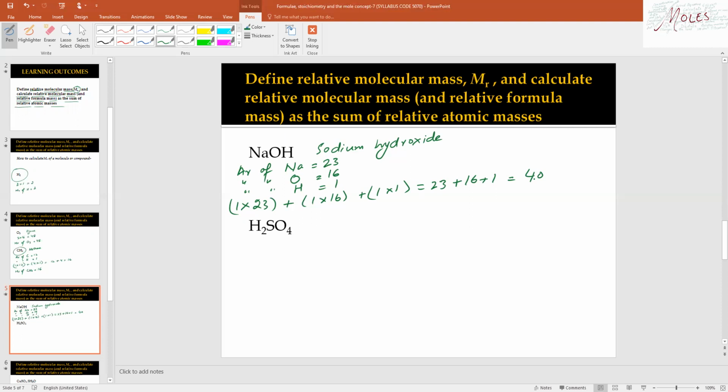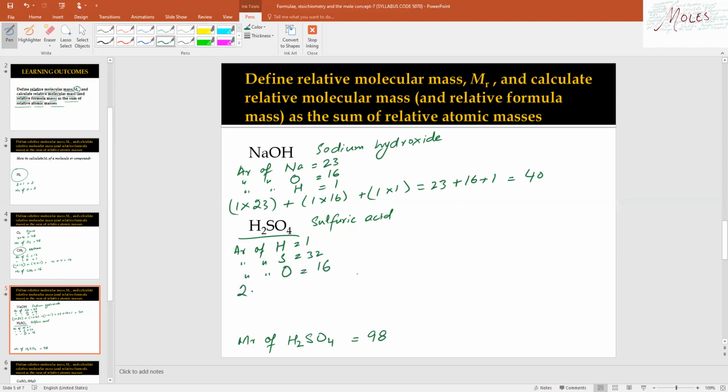Can you work out the Mr of H2SO4? This is sulfuric acid. Let's see how you got this. First of all, we'll write the Ar of each of these atoms. Ar of hydrogen, which is 1. Ar of sulfur, which is 32. Ar of oxygen, which is 16.